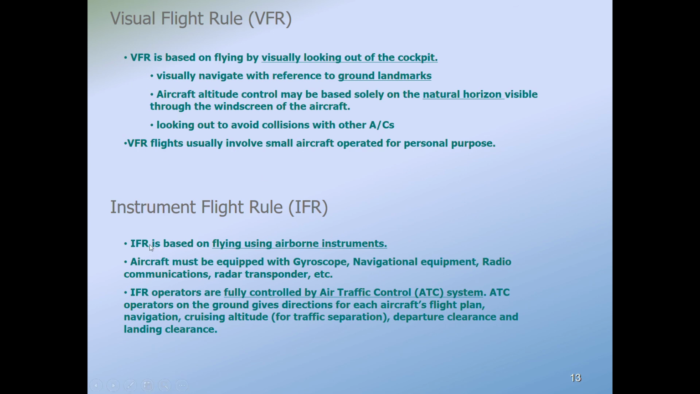Okay, but here we have instrument flight rules. The short form of instrument flight rules is IFR, which is based on flying using airborne instruments. So the aircraft must be equipped with a gyroscope, navigational equipment, radio communications, radar transponder, etc. IFR operations are fully controlled by air traffic control (ATC) systems. ATC operators on the ground give directions for each aircraft: flight plan, navigation, cruising altitude for traffic separation, departure clearance, and landing clearance.